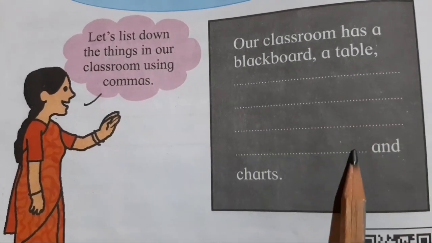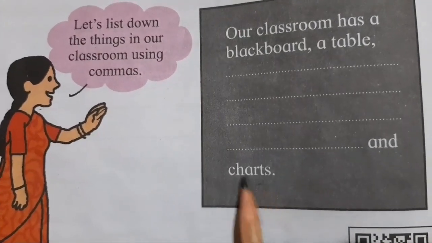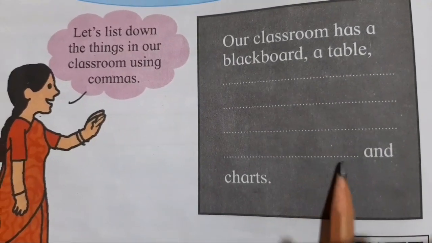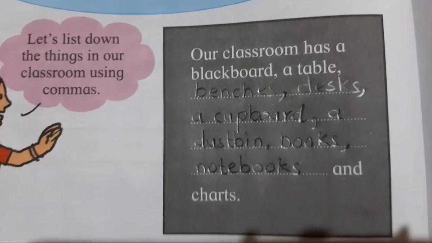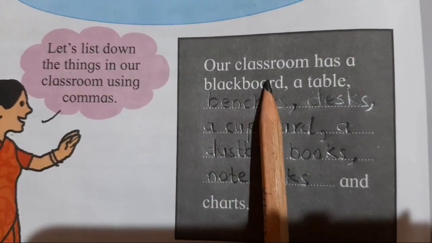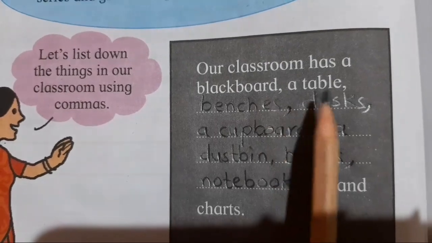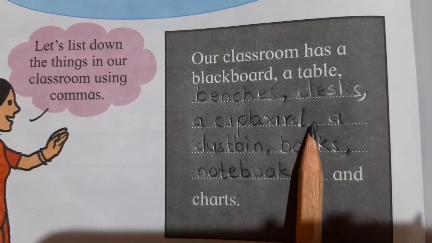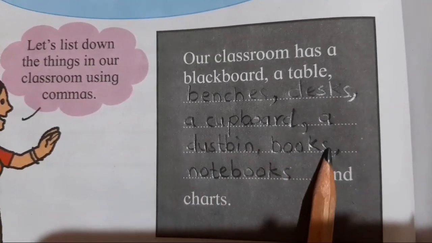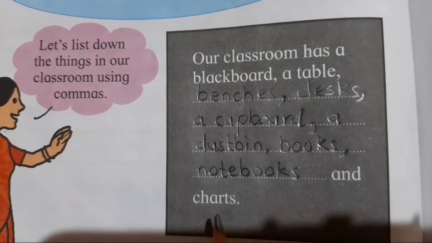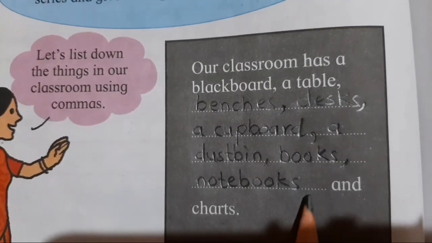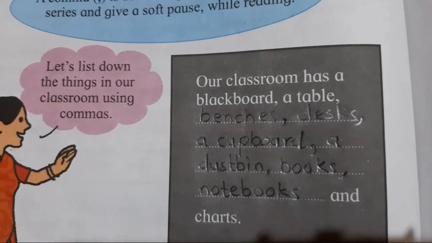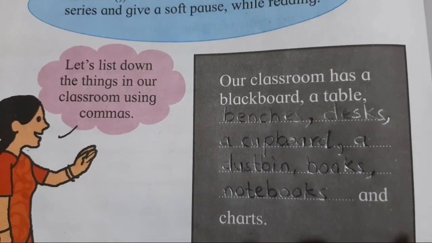Okay? And when you finish, then "and" and the last item. Here we have to write the names of all the things until we reach "and". Okay? So as you can see here, our classroom has a blackboard, comma, a table, comma, benches, comma, desk, comma, a cupboard, comma, a dustbin, comma, books, comma, notebooks, and chart. So here I finished my list. I did not put a comma after notebooks. Okay? So I hope you all understand.